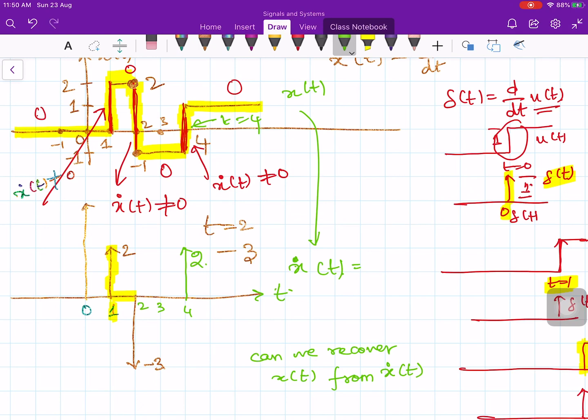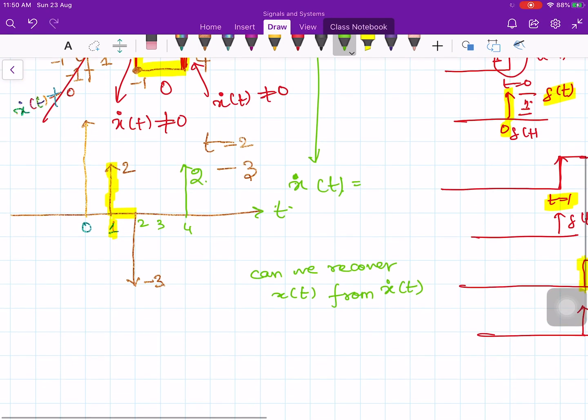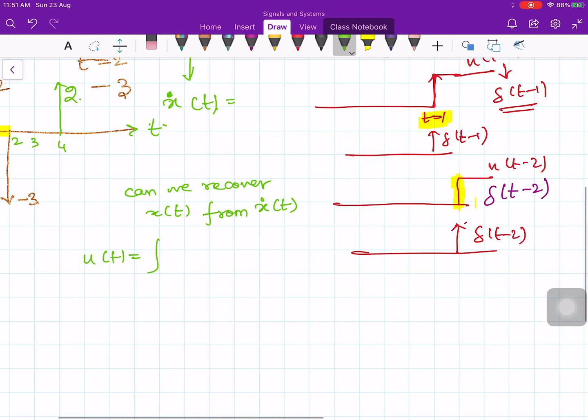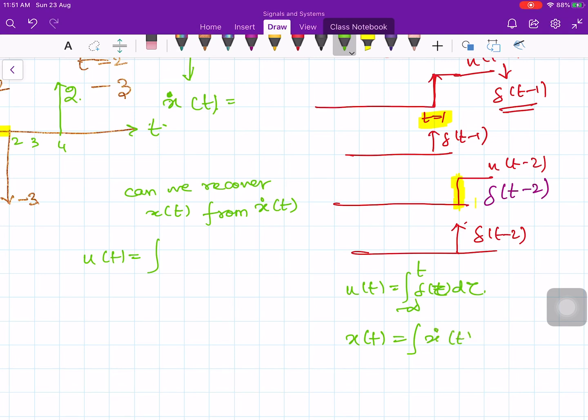We know that from the impulse function to the unit step function, u of t is equal to the integral from minus infinity to t of del of tau d tau. Similarly, if you want x of t, then integrate x dot of tau d tau from minus infinity to plus infinity, or whatever it is.